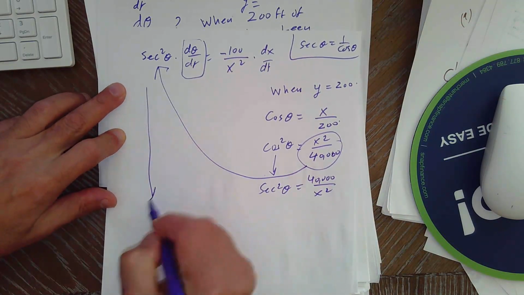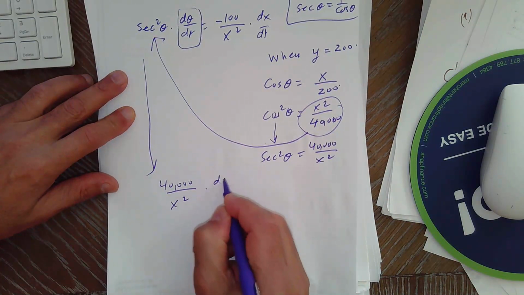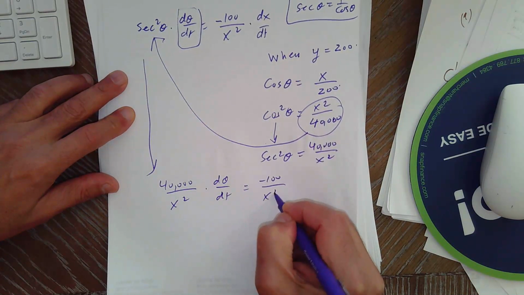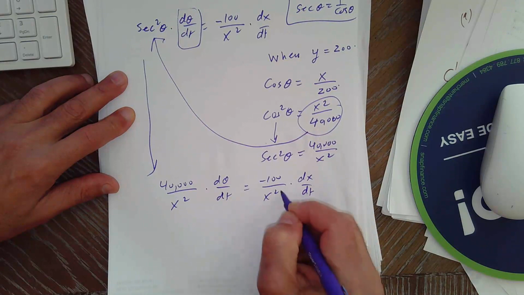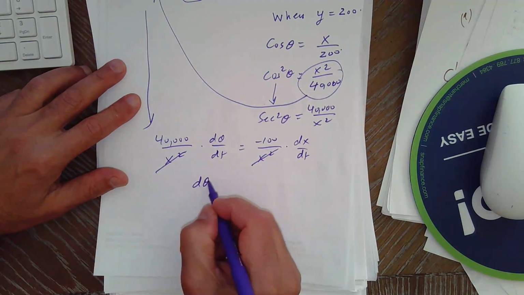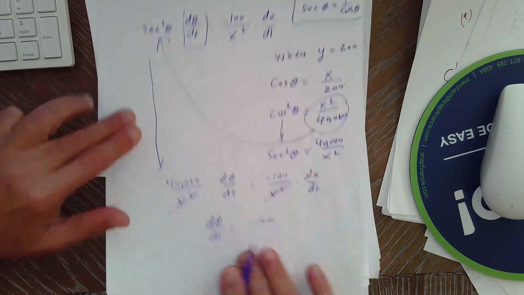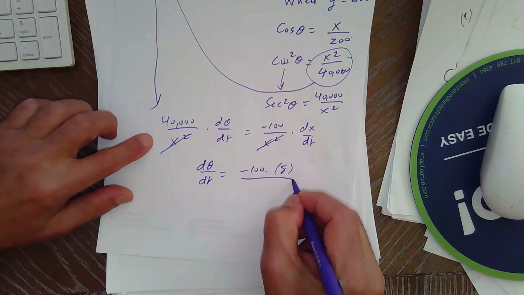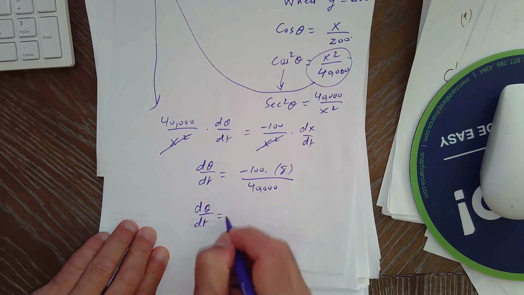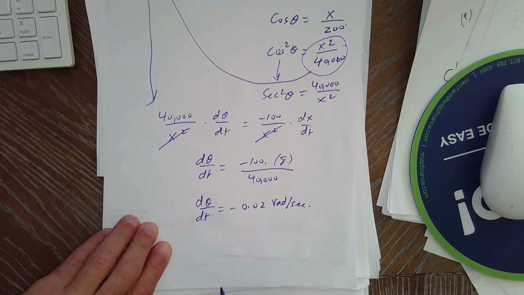If you put that in there, you get 40,000 over x squared times d theta by dt equals negative 100 over x squared times dx by dt. There's no need for x because we can multiply by x squared and it's going to cancel out. So d theta by dt is negative 100 times dx by dt, which is 8, divided by 40,000. So d theta by dt is negative 0.02 radians per second. Okay.